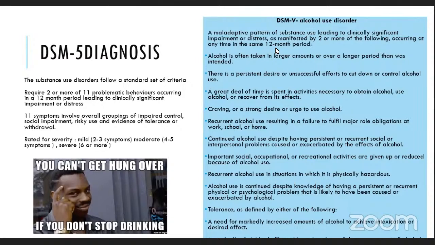And then with the DSM diagnosis, this is a little bit more in depth. So once you've realized that there is an issue, you can go into it a bit further and then make a diagnosis basically. In this case, we're using alcohol use disorder, the DSM-5 diagnosis. As we mentioned earlier, it requires 2 or more of the 11 problematic behaviors which occur in a 12-month period leading to a clinically significant impairment or distress.